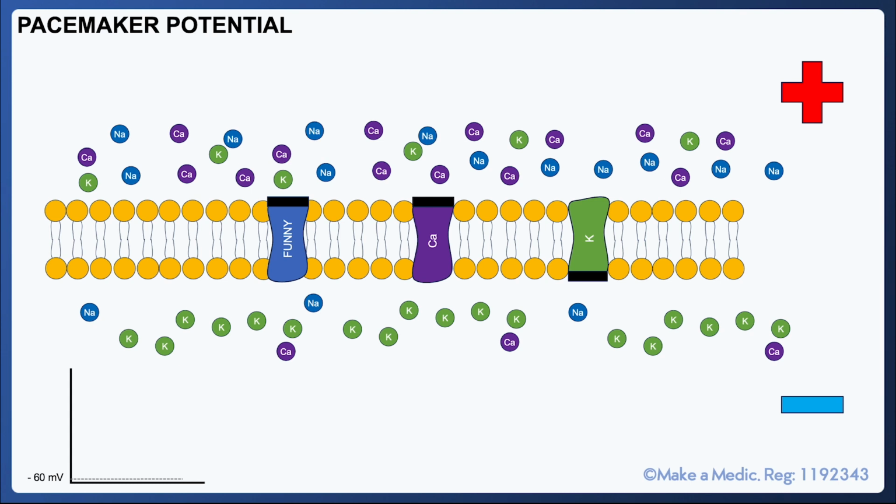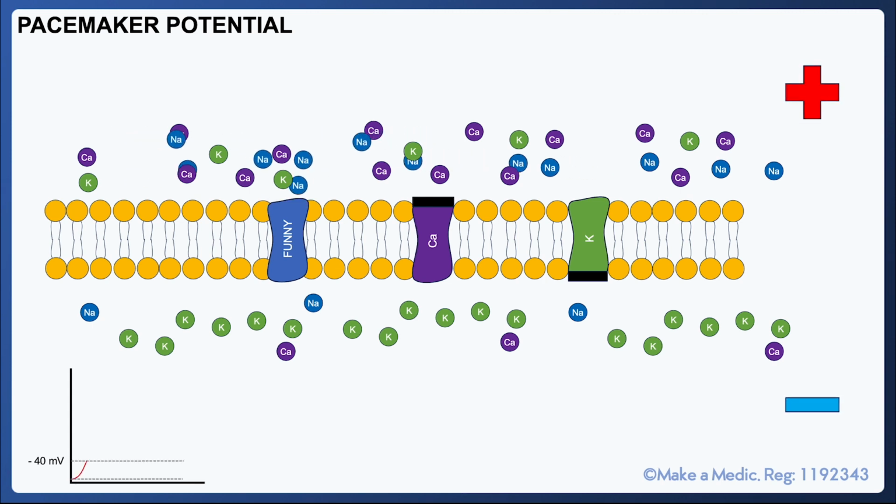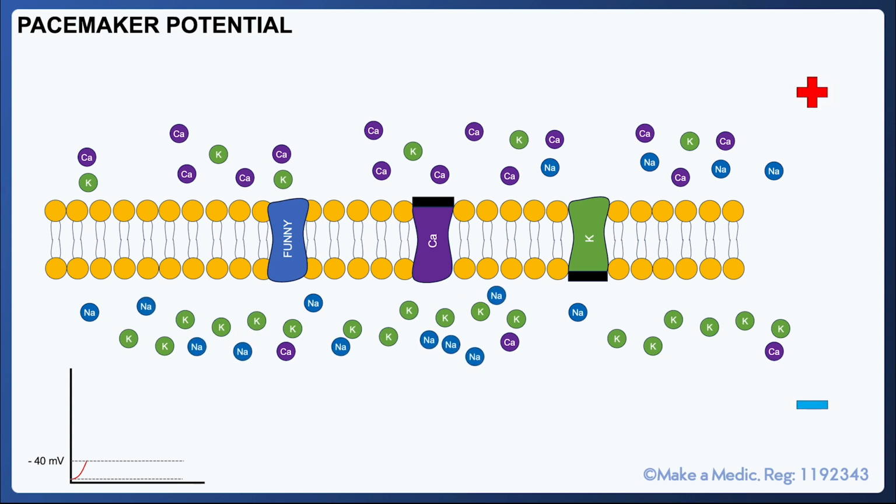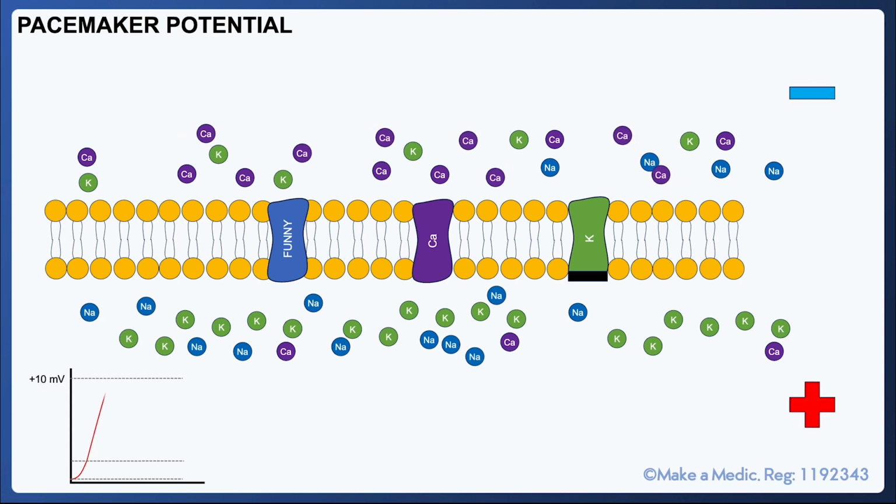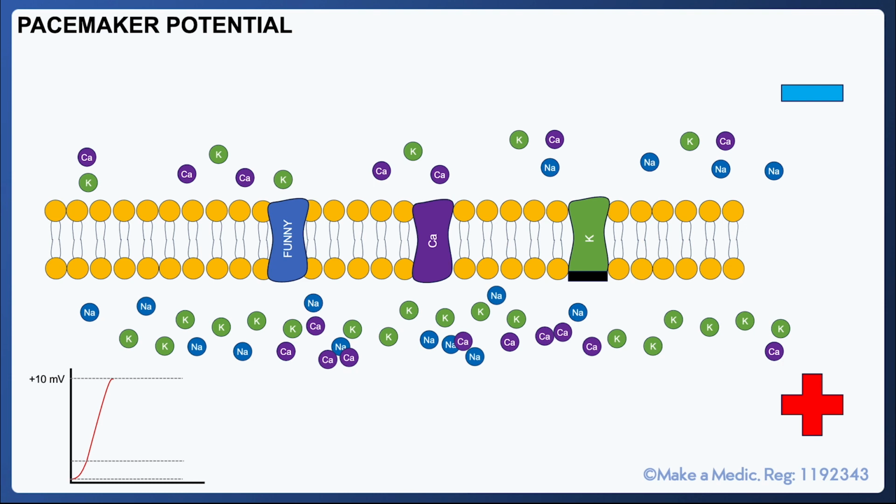So let's look at the pacemaker potential in action. There are three main ion channels that regulate the pacemaker potential: the funny sodium channels, calcium channels, and potassium channels. Initially, the funny channels open and allow sodium to move into the cell down the electrochemical gradient. This will begin to reduce the charge gradient across the membrane, and hence the voltage will become less negative. When the voltage gets to around minus 40 millivolts, the voltage-gated calcium channels open. This allows calcium to flood into the cell down the electrochemical gradient, causing depolarization of the membrane.